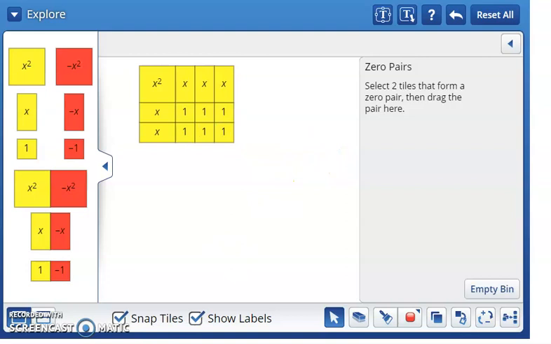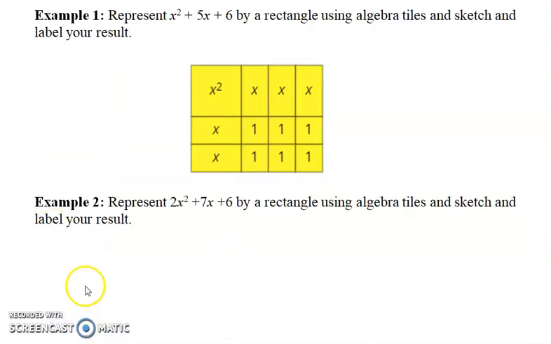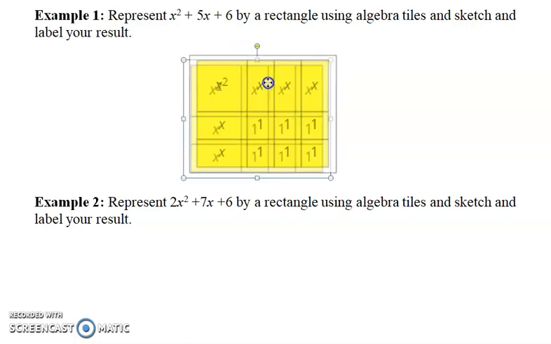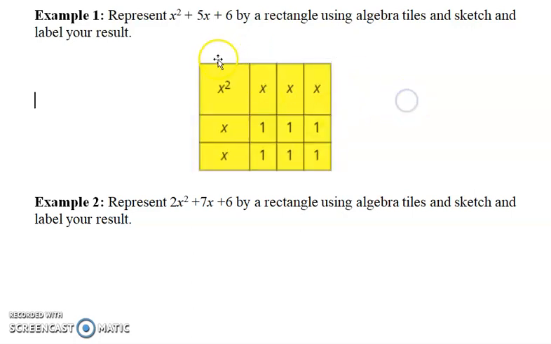So what I've done is I sketched my result. I've created a rectangle using algebra tiles, and I'm sketching my result. So there's my result. This is what you would do, and then you're going to label the sides. Remember, for your x squared side, this is an area, right? So it's x times x gives me x squared.